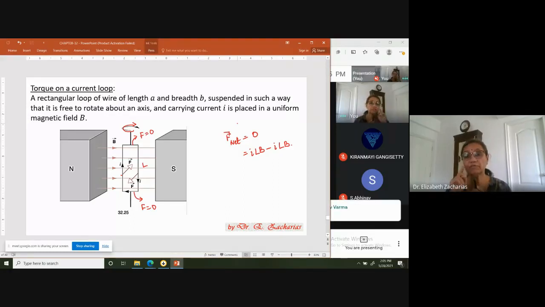But then please remember the line of action of both these forces is not the same. These two forces form a couple. One force acts like this, one force acts in the opposite direction, so it will turn. There is a torque on this loop. So you can conclude that when you have a current loop in a uniform magnetic field, then the net force on it is zero, but there will be a torque acting on the loop.